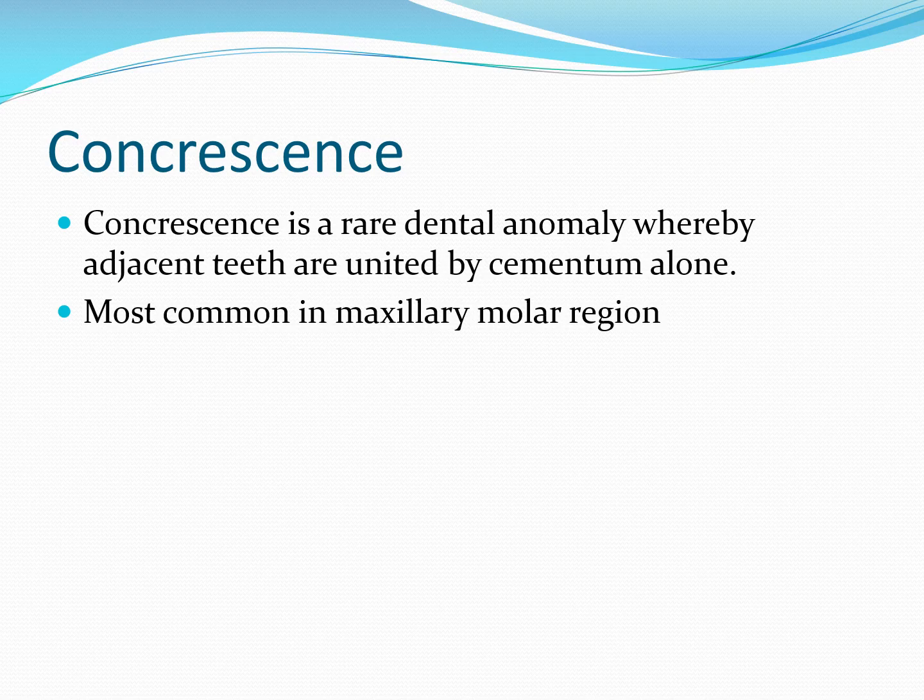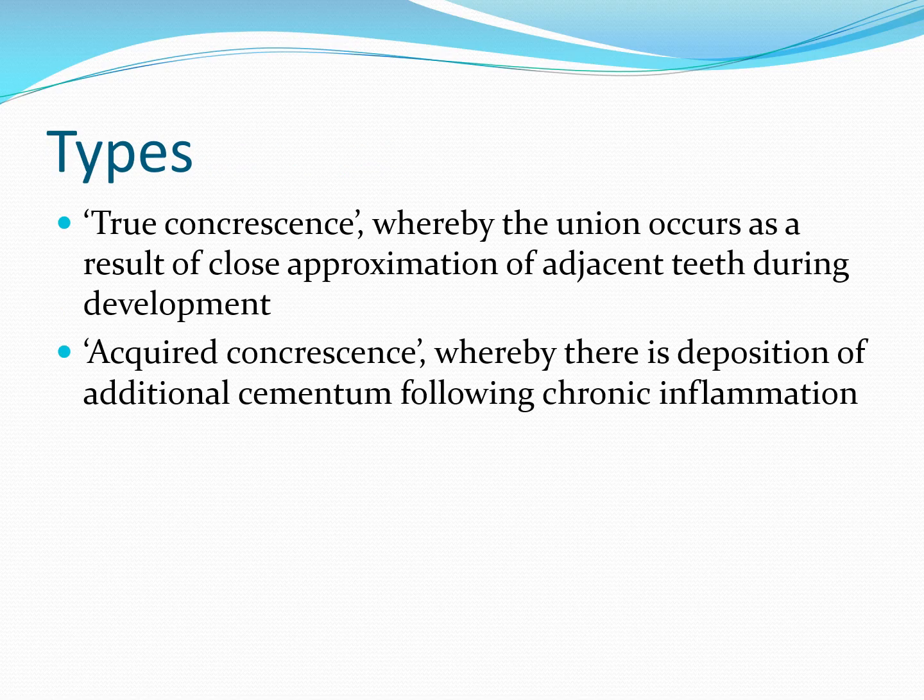which is a rare dental anomaly whereby the adjacent teeth are united by cementum alone. There is no fusion of the enamel or dentine. The teeth are fused only at the root level. This is most common in the maxillary molar region. It can be classified as true concrescence and acquired concrescence. In true concrescence, an actual union occurs as a result of close approximation of adjacent teeth during development. In acquired concrescence, as a result of inflammation, additional cementum is deposited on the teeth, which leads to fusion of the teeth.